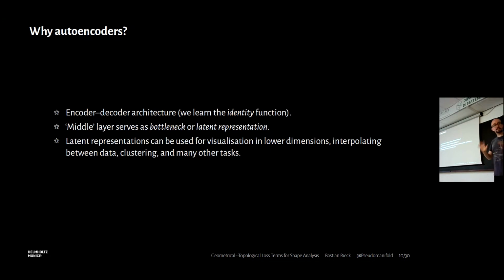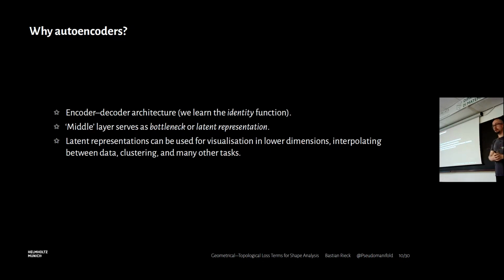Okay, great. So it's an encoder-decoder architecture, and it might sound a little bit weird at the beginning when you see this for the first time, because what you're essentially learning is the identity function. I give you a space in big D dimensions, and you give me back a space in big D dimensions, so what's the rush, right? The good thing, though, is that you have this other layer in the middle, and this is also sometimes called the bottleneck of the autoencoder or the latent representation.